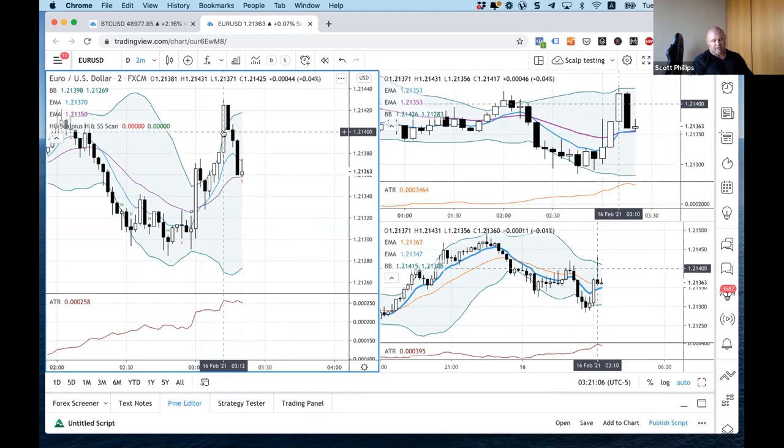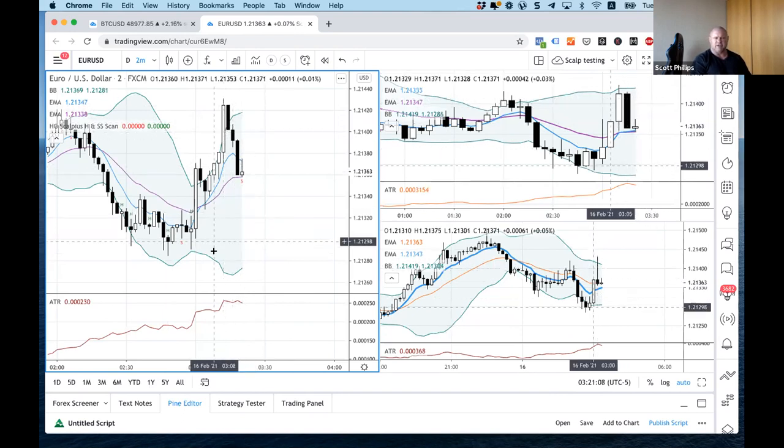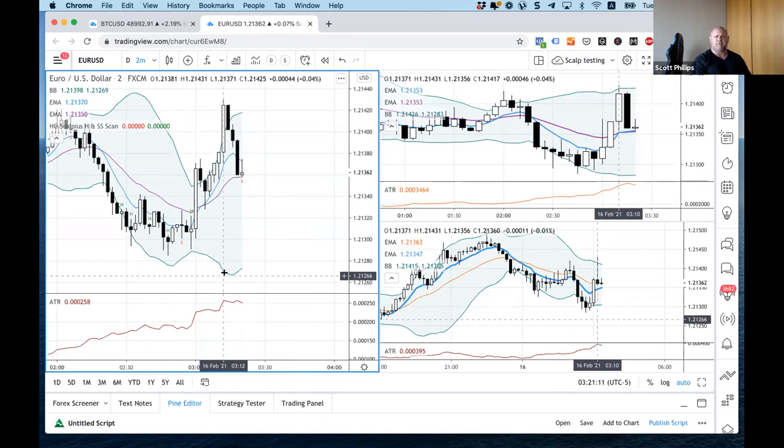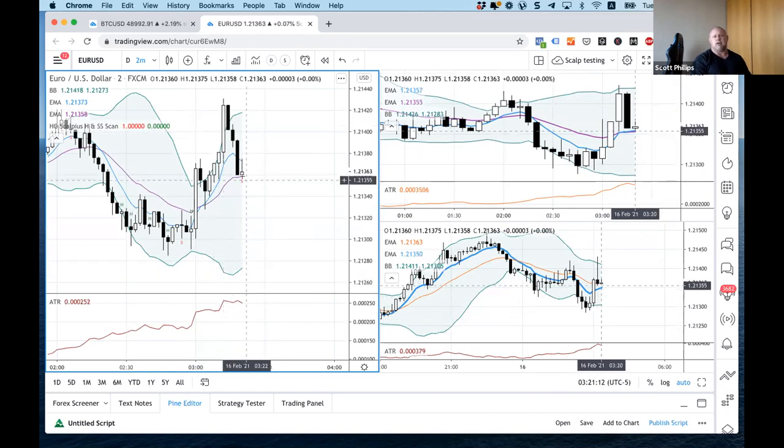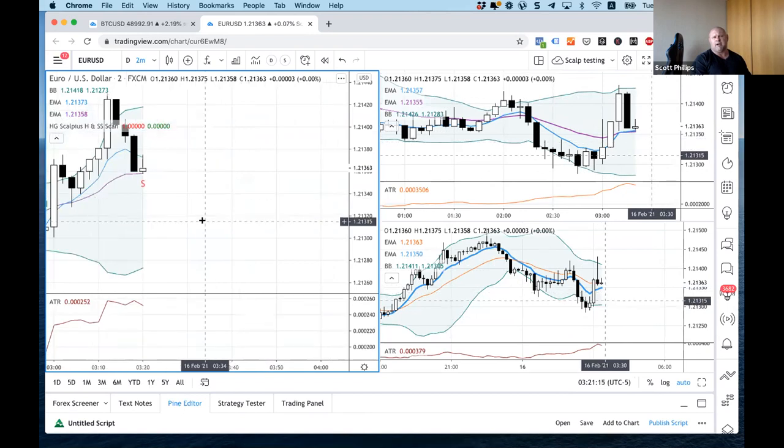35 minus 8.5 is 26.5, which is too far. So that is no setup.